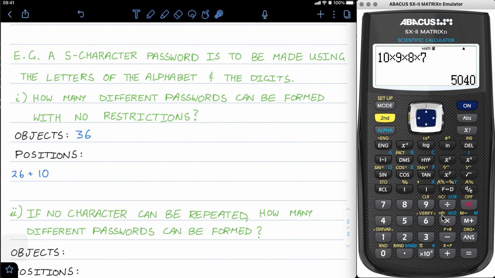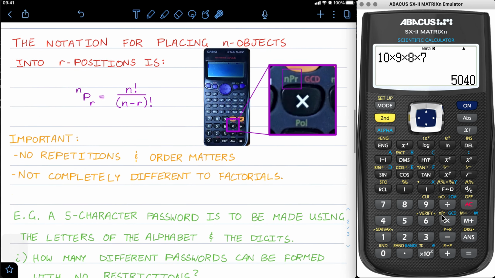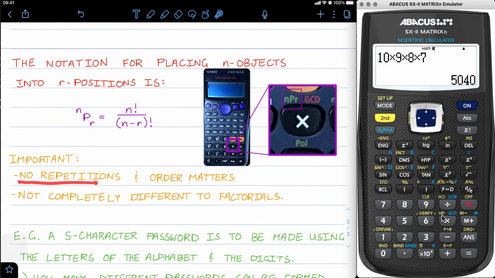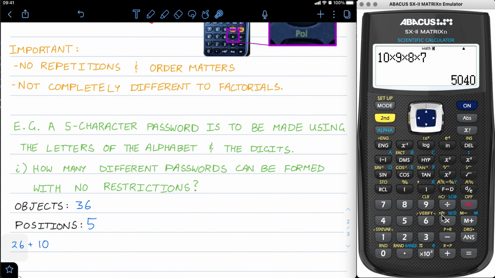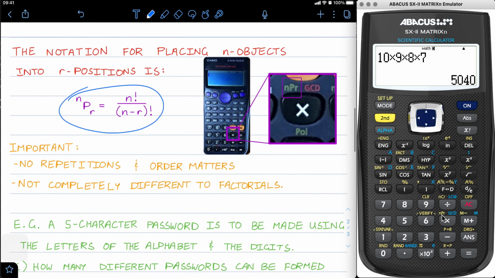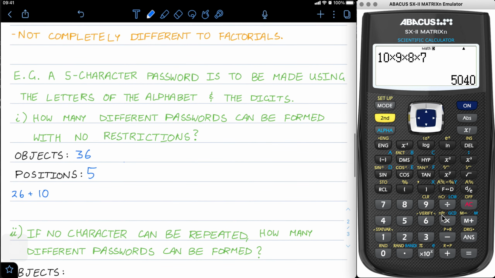How many positions can we place them into? Since it's a 5-character password, we have 5 positions. Now in this first example, it says there are no restrictions. That means this notation, remember, it's no repetitions. Because it says no restrictions, that means we can repeat. So we can't use this notation. So let's think about this.